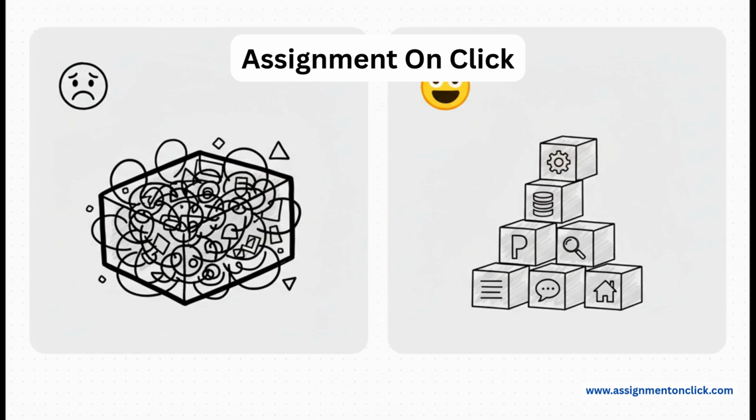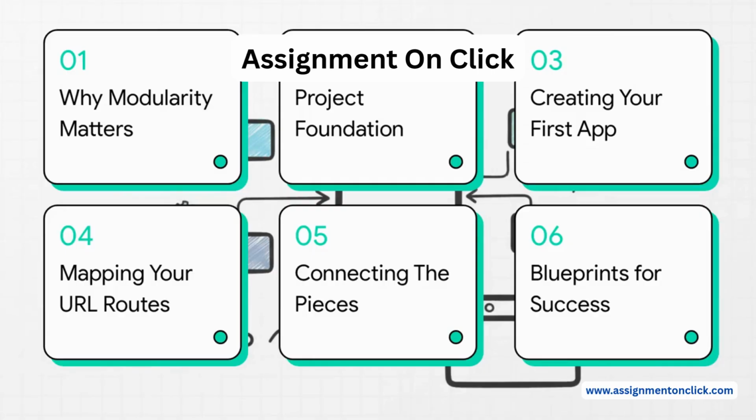And the best way to think about it is the difference between a super messy storage unit where everything's just thrown in versus a perfectly designed building with distinct functional rooms. It's organized, it's reusable, and man, it is so much easier to scale. Okay, so let's just dive right in. Here's what we're going to cover in today's Explainer. We'll start with why Django loves modularity, then we'll lay the project foundation, create our first app, map out our URL routes, connect it all together, and finally, we'll look at some blueprints for success.